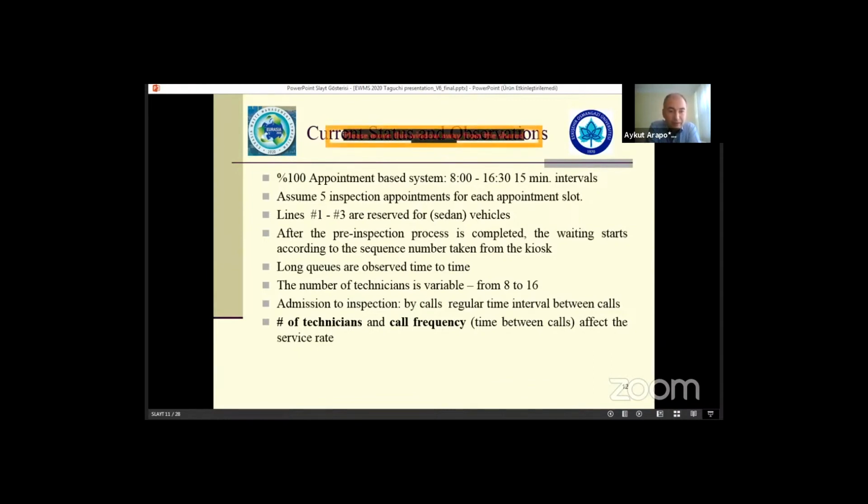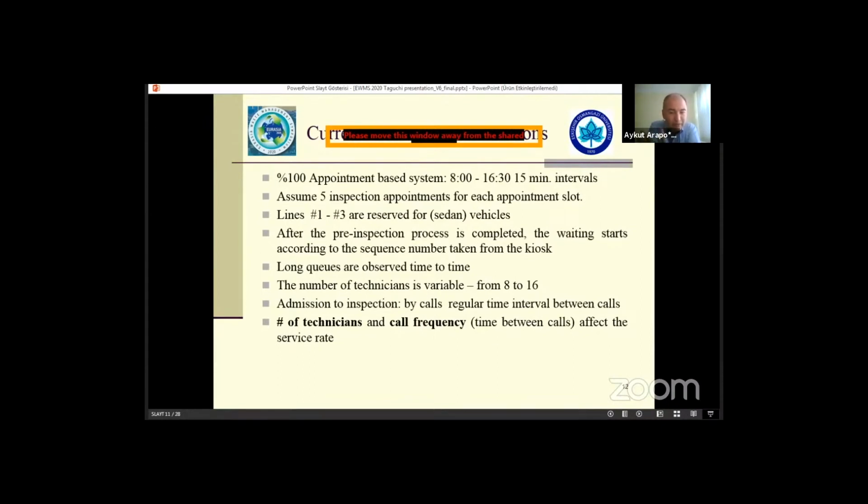After the pre-inspection process is completed, the waiting starts according to the sequence number taken from the kiosk at the entrance. Long queues are sometimes observed from time to time, and the number of technicians varies from time to time. Admission to inspection is done by calls by name, at regular time intervals between calls.